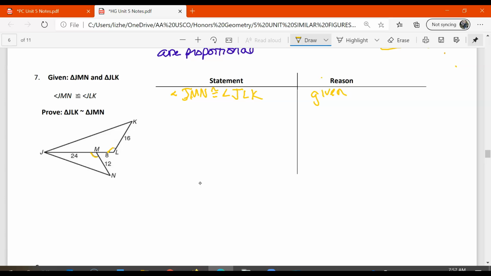Next, we want to prove that the triangles are similar. So when I have one angle, that's all I know. I don't have reflexive, I don't have any other angles, that means my only option is going to try to be to do SAS. And so to do SAS, I need to look at the sides that include that angle.